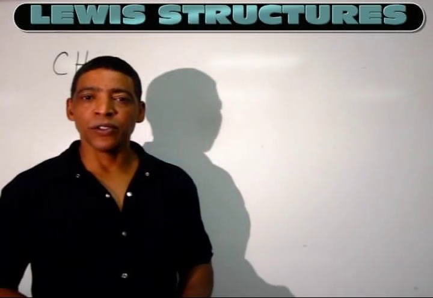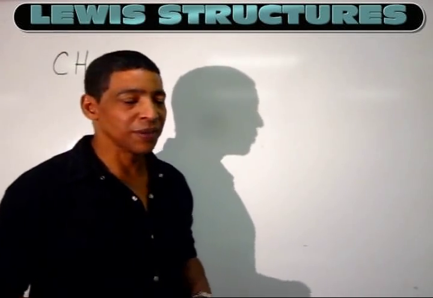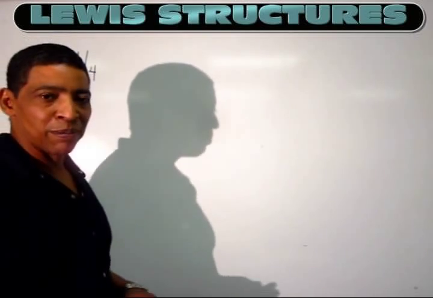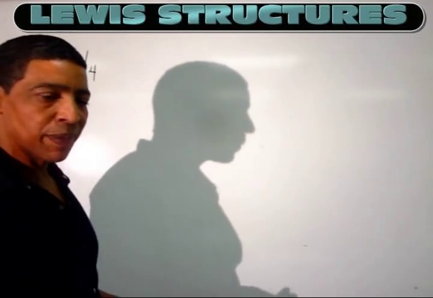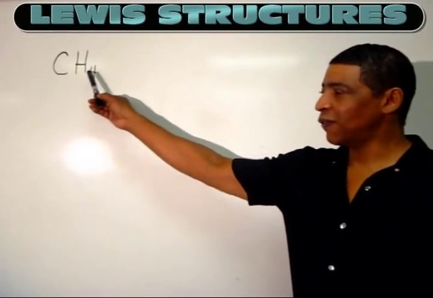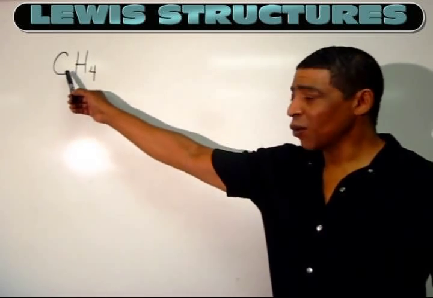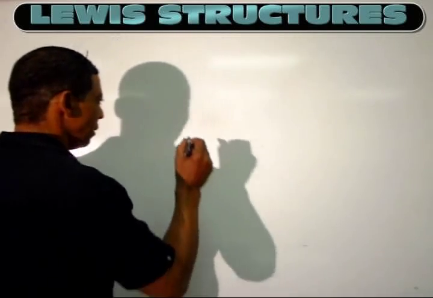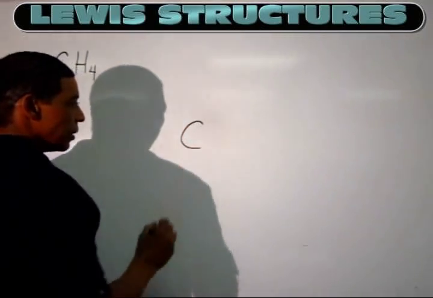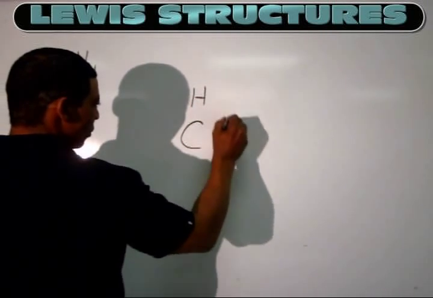For molecules possessing covalent bonds, the following process may be used. Consider the compound methane, or CH4. Methane contains one carbon atom and four hydrogen atoms. Since carbon will produce four bonds, carbon is written first as a central atom, surrounded by the four hydrogen atoms.